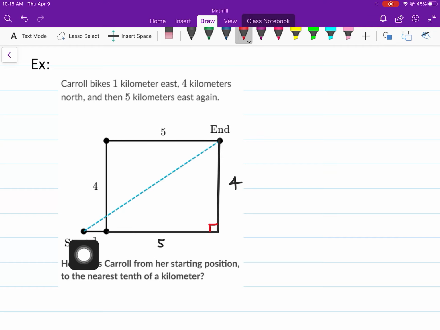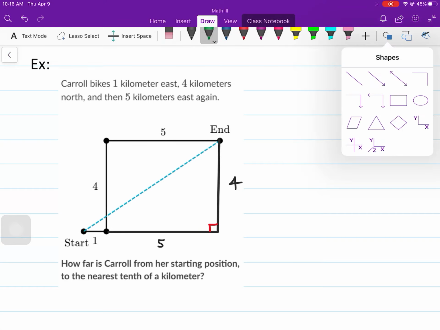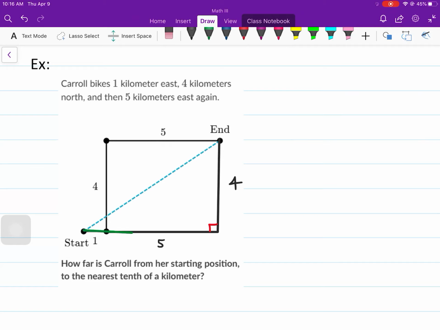So this total length here is 1 plus 5, so that would be 6. So all the way across, because don't forget right here is 1. So this distance, let me pick a different color because we already have a blue line there. So this distance across, this distance is 6.